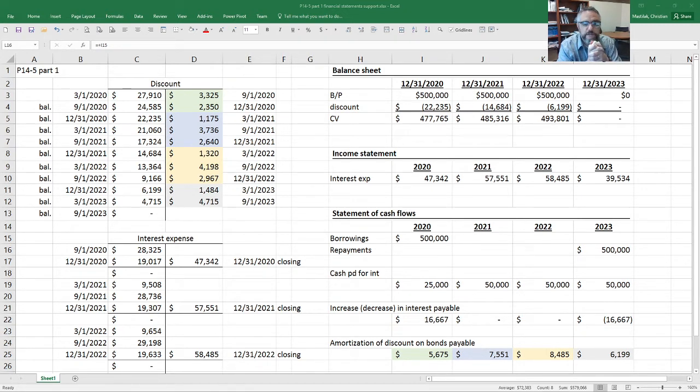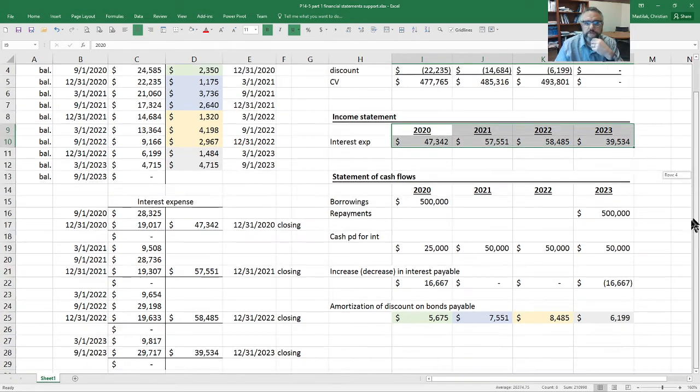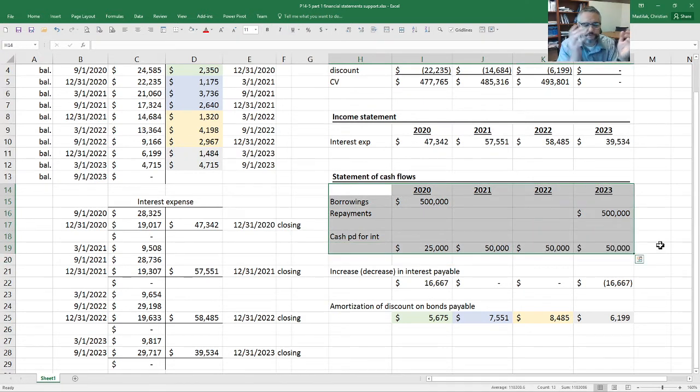So as we were talking about our financial statements for problem 14.5 part 1, where we've got the amortization of the discount of the bond for Stanford, we talked about the balance sheet at 12/31/2020, 21, 22, 23. We talked about the income statement, recorded interest expense for all these years. We also talked about the statement of cash flows, and I did two of the parts, and like I said, I just completely forgot. It slipped my mind. I totally forgot to cover two other parts of the statement of cash flows. So we covered the borrowings and the repayments, and we covered the amount of cash paid for interest during the year. But we forgot two other parts.